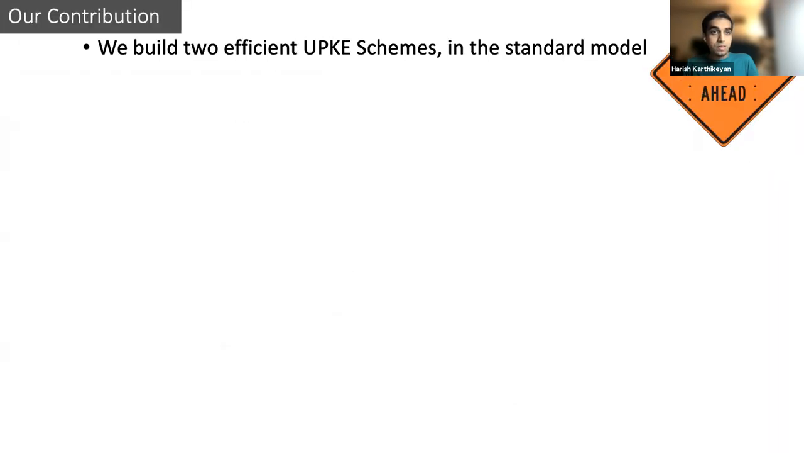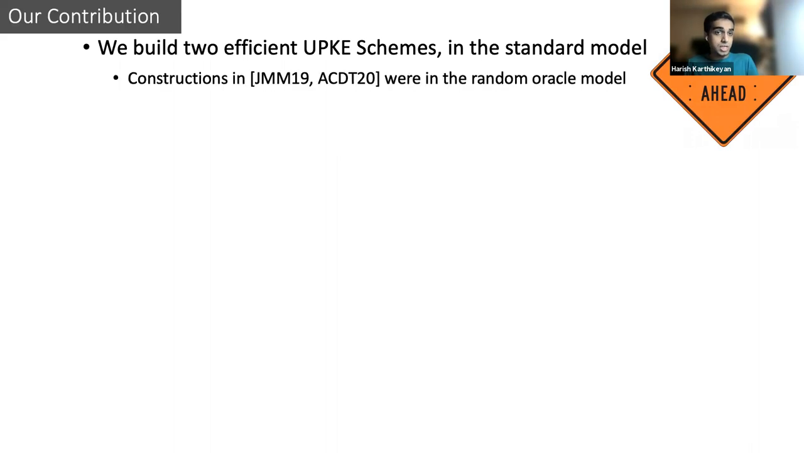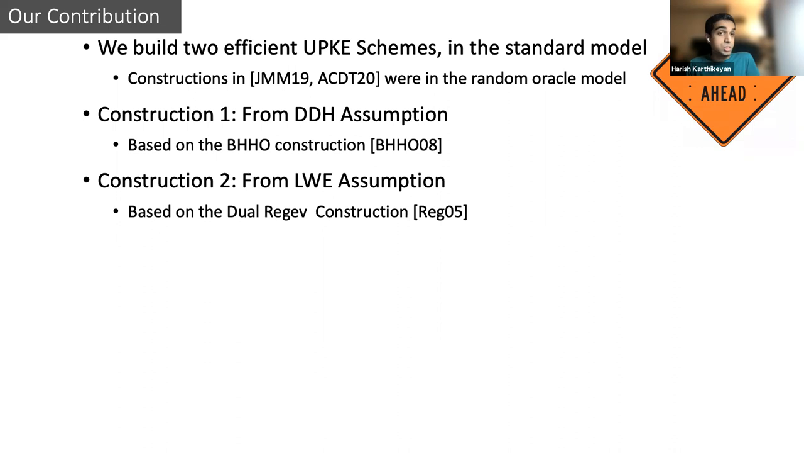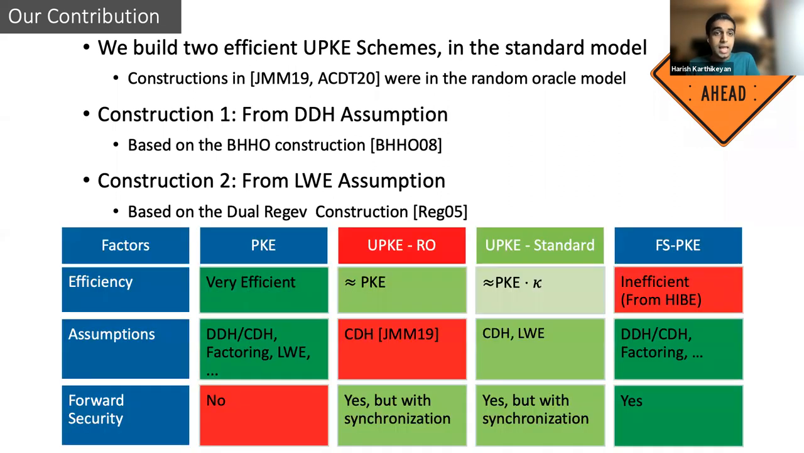We built two efficient UPKE schemes in the standard model, unlike the constructions in the other two papers, which are in the random oracle model. We have one construction from the DDH assumption, which is based on the BHHO construction. Construction two is from the LWE assumption, which is based on the dual Regev crypto system. And this is where our efficiency assumptions and forward security lie. We again have the synchronization, which seems to be inherent to this paradigm. And these are the assumptions: we have CDH/DDH and LWE.